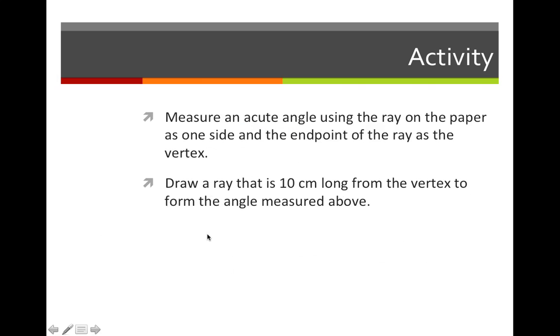All right, so if you look in your notes page in your booklet, you'll see that there is a ray on your paper. What I want you to do is take a protractor and actually measure an acute angle. If you don't have a protractor, then just draw something that you know is acute. And I want you to draw the ray that gives you the other side of your acute angle as 10 centimeters long.